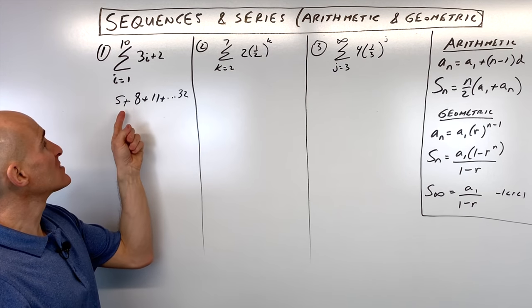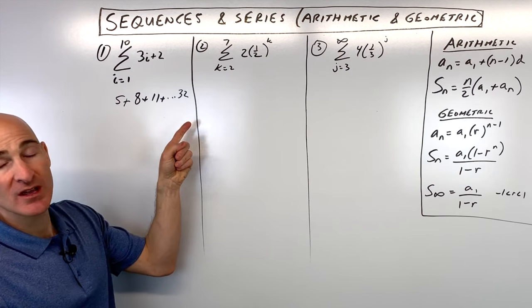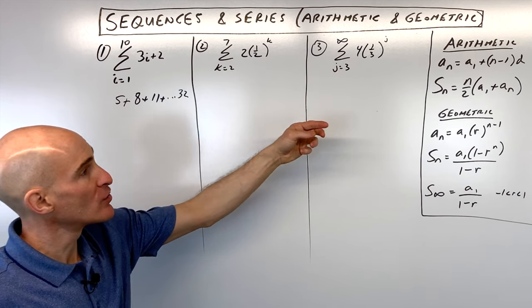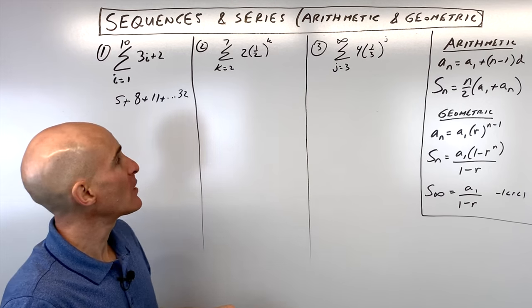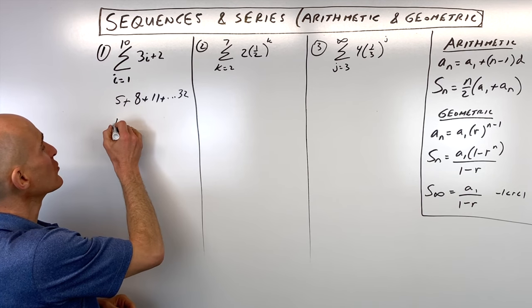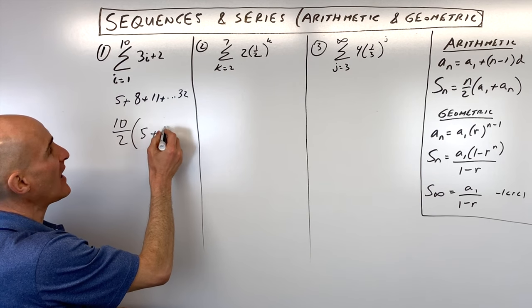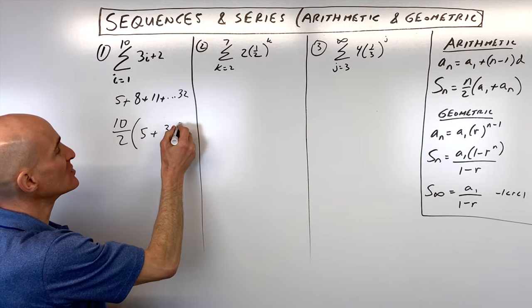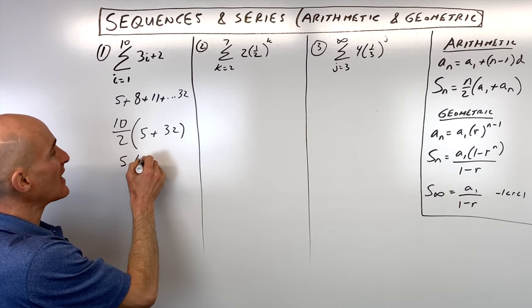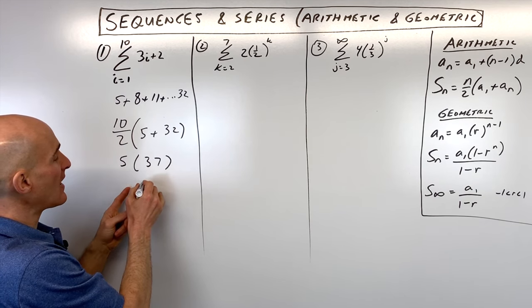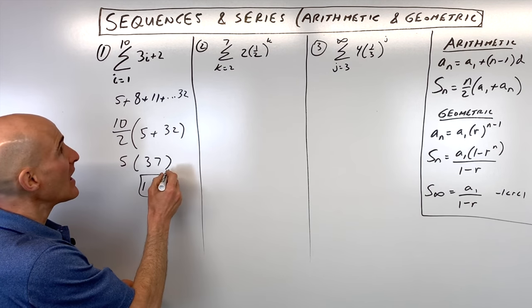But what you can notice here is that, see how we're adding 3, 3, 3? This is an arithmetic series. So to find this sum, we're going to go over here to our arithmetic series formula. We're going to take n, which is the number of terms, 10, divided by 2. The first term, a sub 1, is 5, plus the last term, which is 32, and we get 5 times 37, which is 150 plus 35 is 185, and you've got the sum.